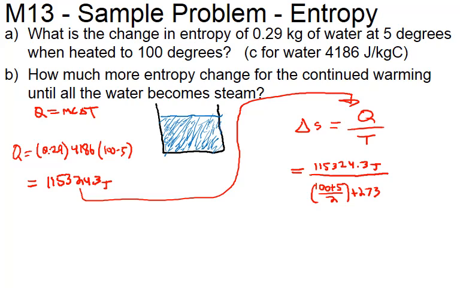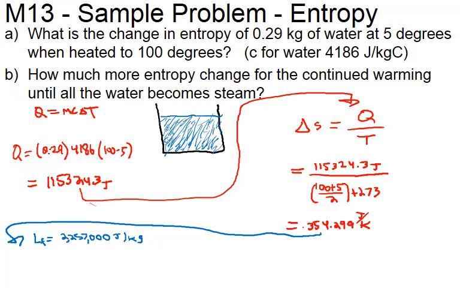The average temperature, right, is (100 + 5)/2. We add that to 273, and that will give us the average temperature in Kelvin. So the overall entropy increase would be 345.0.4, or 0.299 joules per Kelvin.